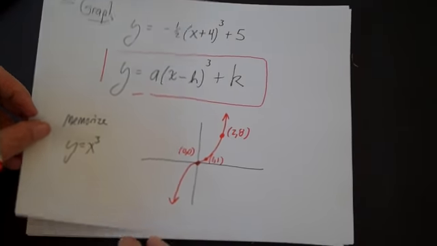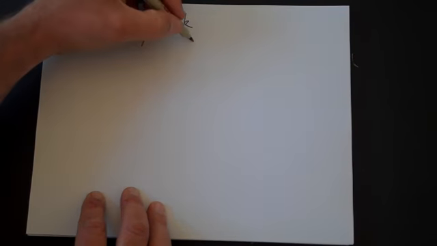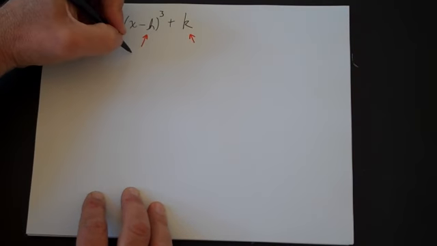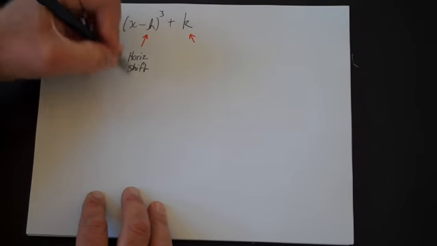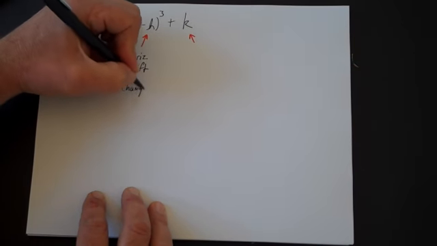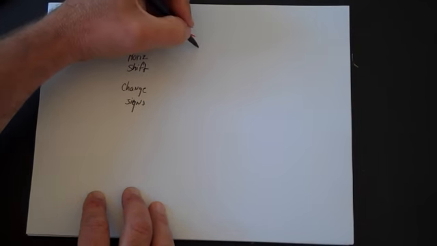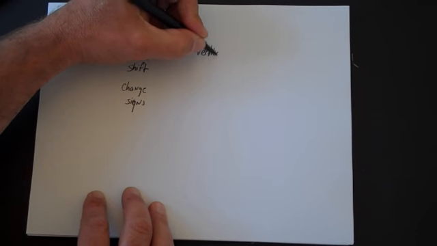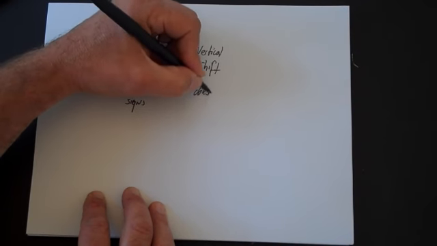Then we're going to HK it, if you want to think of it that way. If you have y is equal to a(x minus h) cubed plus k, the h is going to be a horizontal shift, and the k is going to be a vertical shift. The horizontal shift is a shift left and right, and this is going to change signs. The vertical shift is going to shift it up and down, and that doesn't change signs.